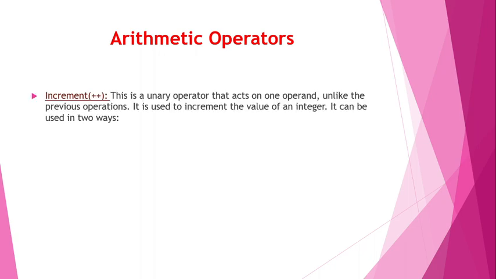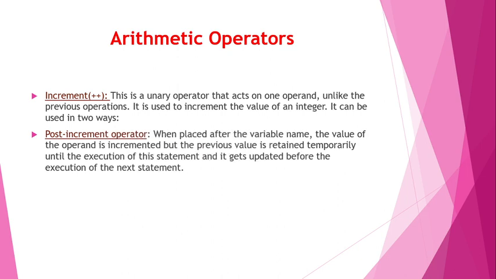Next is increment. It is an operator that acts on one operand. Unlike the previous operators, it is used to increment the value of an operand or an integer. It can be used in two ways. First one is the post-increment operator. When it is placed after the variable name, the value of the operand is incremented, but the previous value is retained temporarily until the execution of this statement and it gets updated before the execution of the next statement.